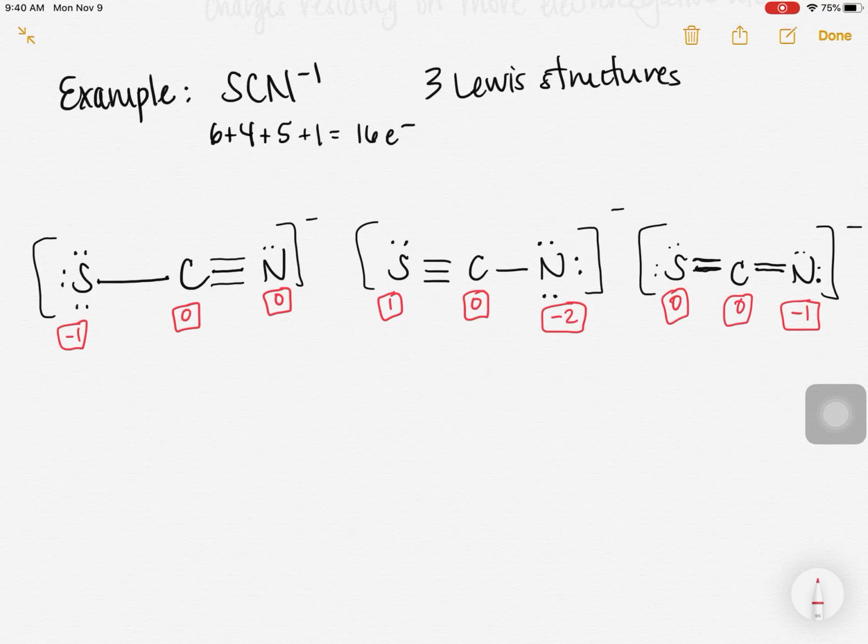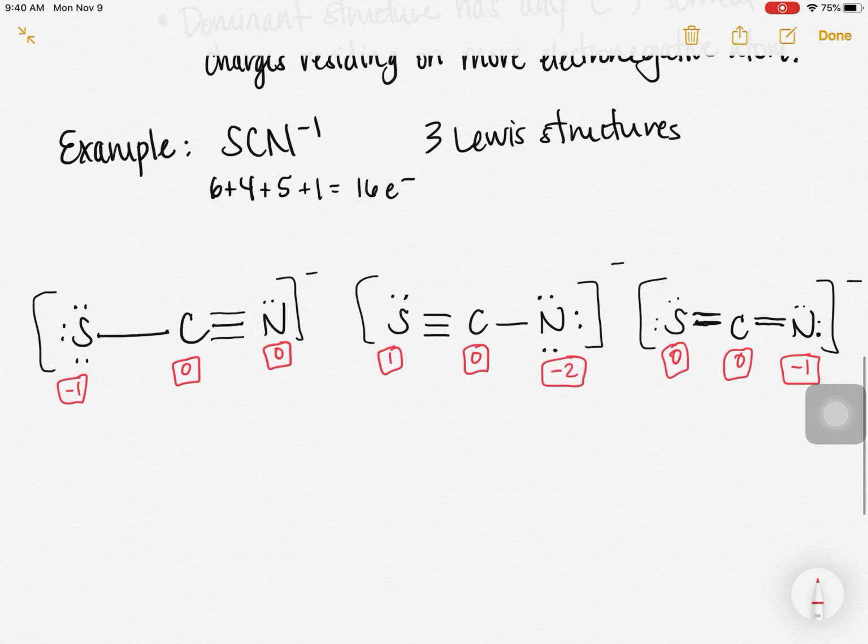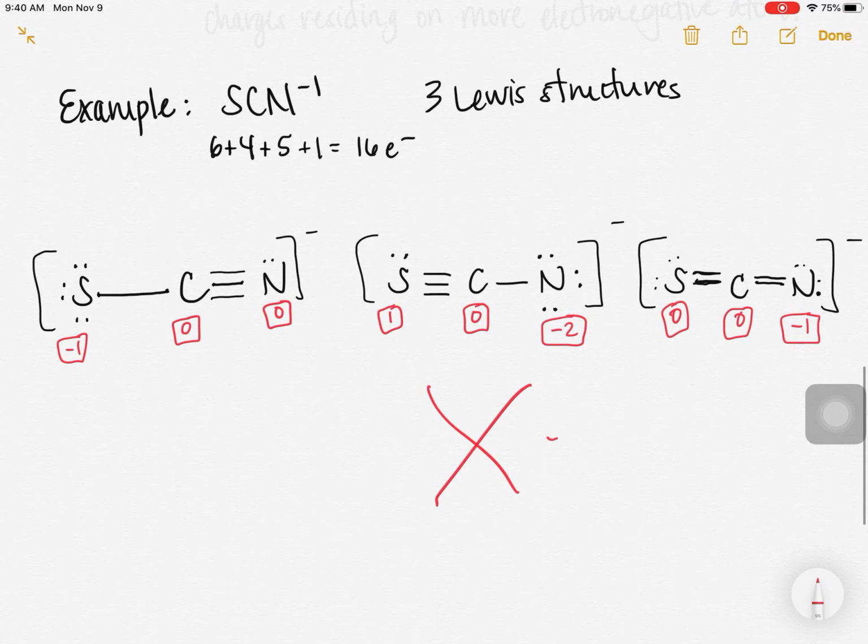And so from here the discussion is, can I pick the dominant structure? So if I go back up to my rules, the first one is that the dominant structure is going to have a formal charge closest to 0. So from that information, we should be able to throw out one of these structures. And in my case, how I have drawn it, it's the middle structure because of this -2, right? The other ones have all zeros and a -1, and this one has a -2 and a 1. And so we should be able to throw out this structure first.